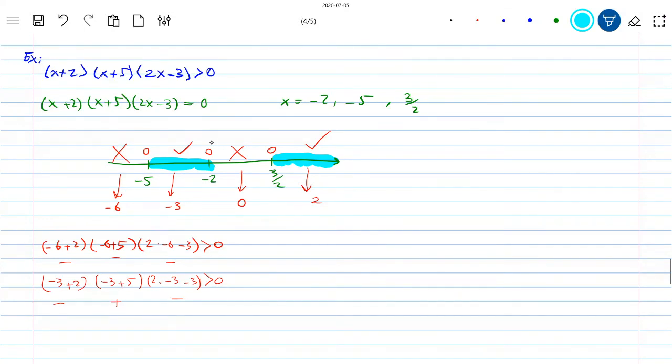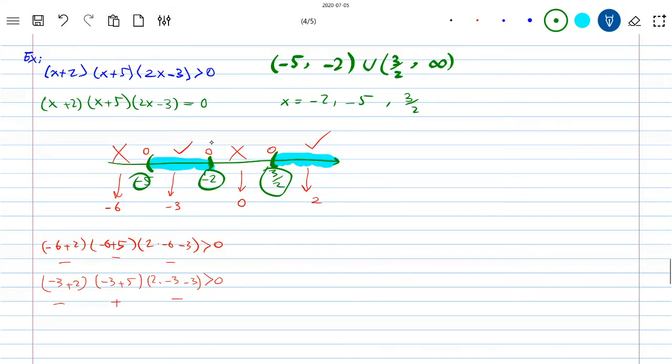Okay. So what is my solution? The solution is from -5 to -2. And since they were open circles, neither of these points is acceptable. I use parentheses. And here, union 3/2 to infinity. These numbers are what you care about. They should depend exactly on these three numbers, nothing else.